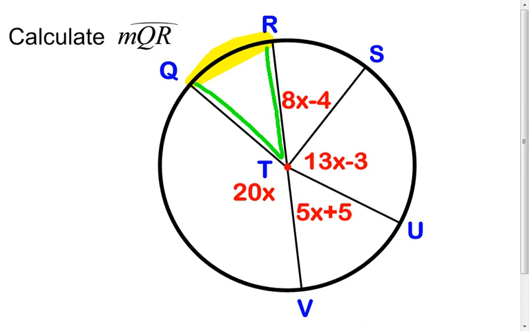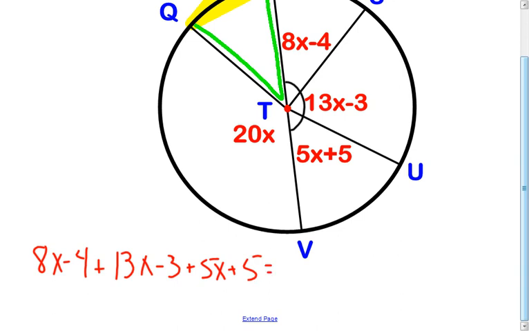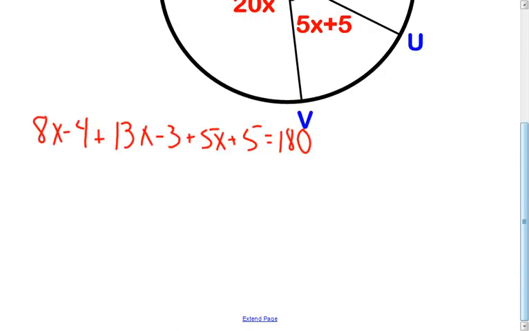And the first thing I look at is these three angles together. I know those three together are going to add up to 180 degrees. So I'm going to write my equation that says that. There's the first angle, second angle, and my third angle. And I said they all have to add up to 180 degrees. Well, now it's just a matter of solving my equation.